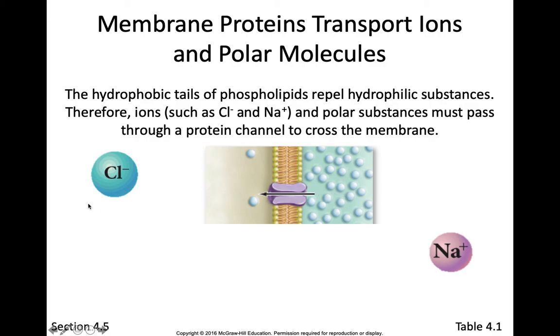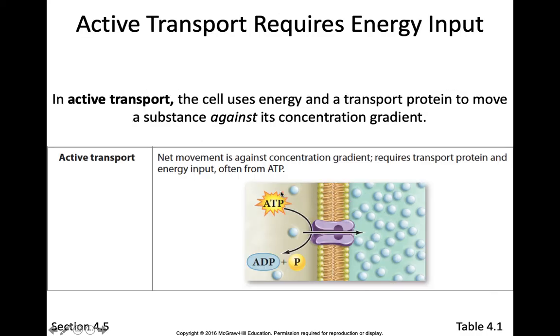It's just big enough for them to pass through. Nothing else can get through it except for the stuff that's needed to go through it. It only carries things that cannot pass easily through the cell membrane, and this does not require energy.